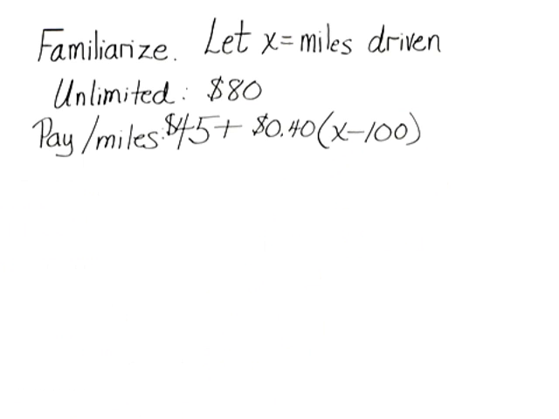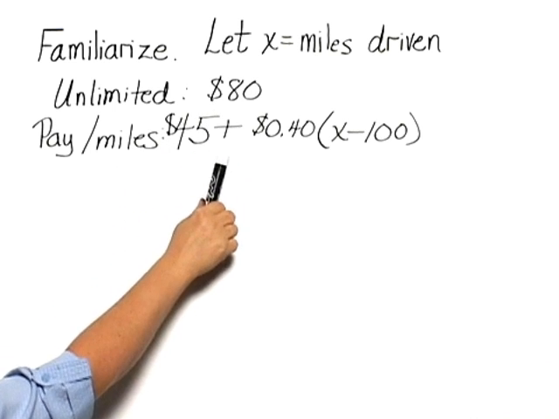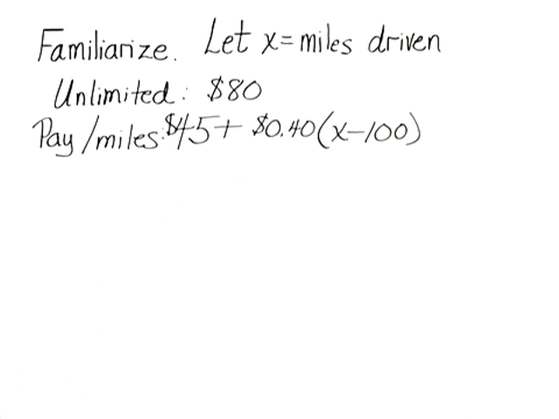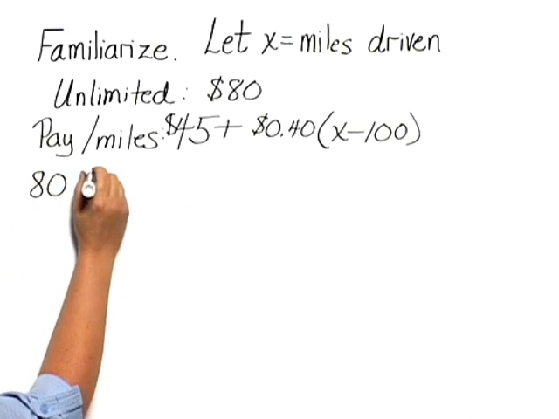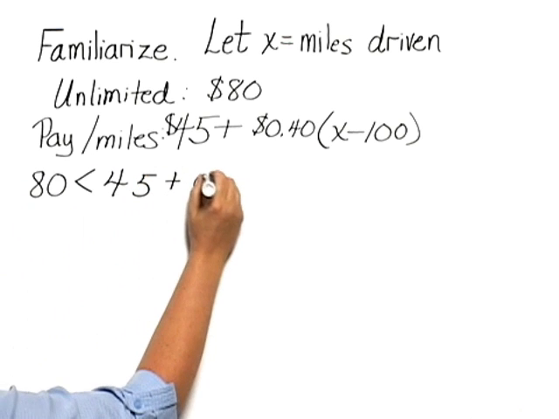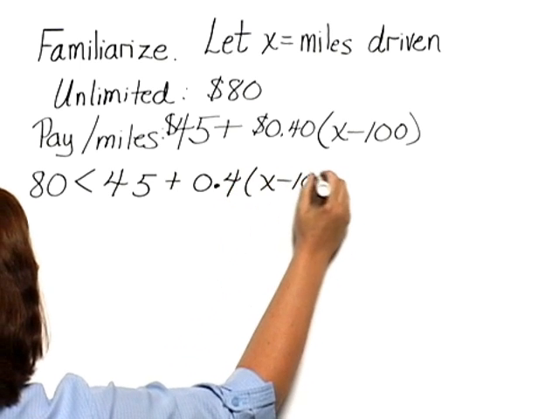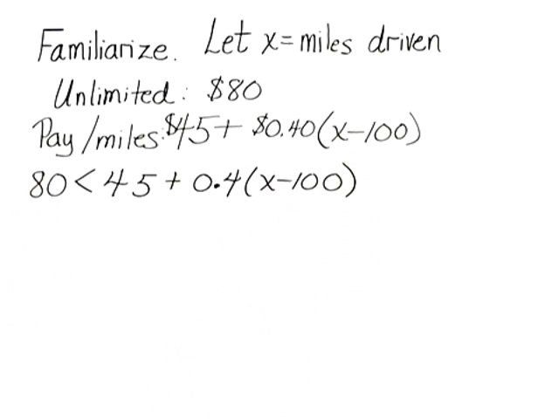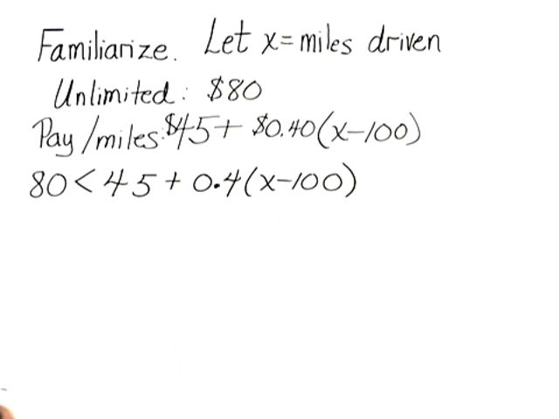Now we're asked to find the plan that would save Danny money, how many miles the unlimited plan would save her money. So we're looking for where the cost for the unlimited plan is less than the cost where she pays for each mile over 100. So that would give us the inequality as we translate. 80 is less than 45 plus 0.4 times x minus 100. And the solutions to this inequality will give us the number of miles that she can drive for which the unlimited plan will be less expensive.